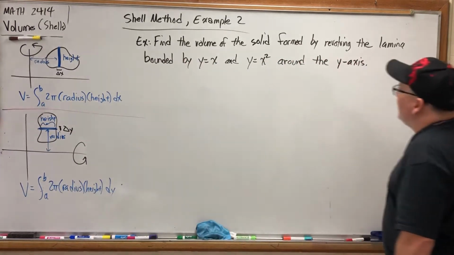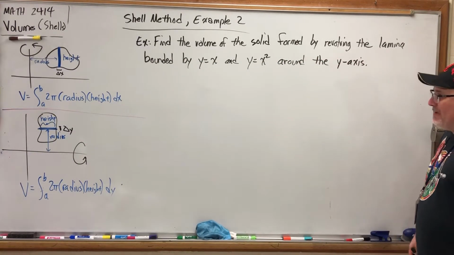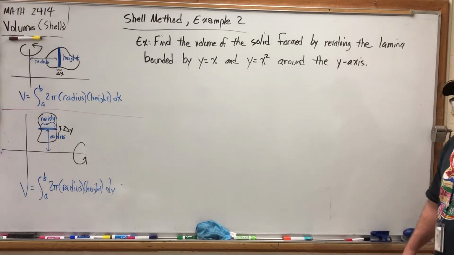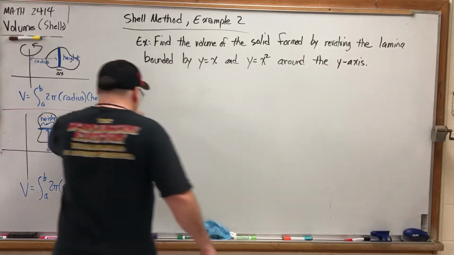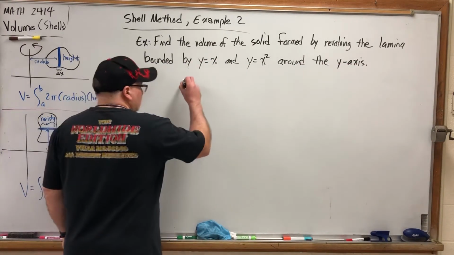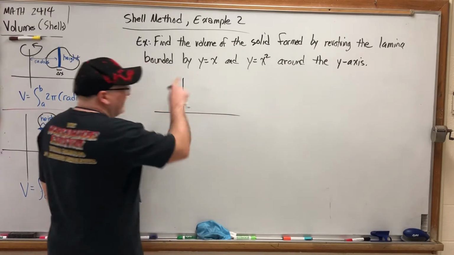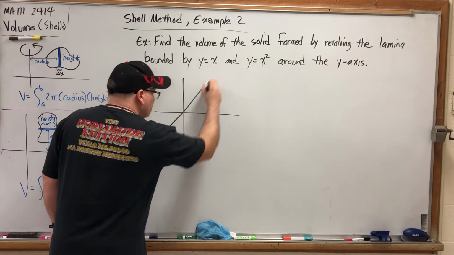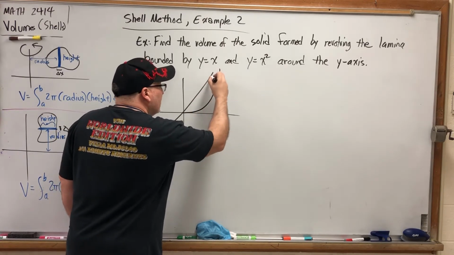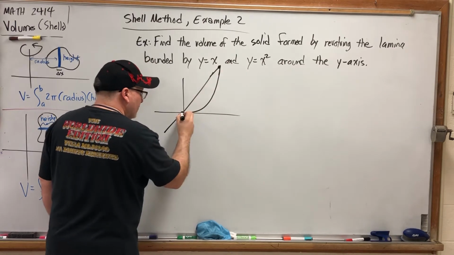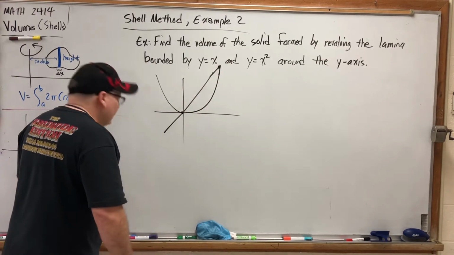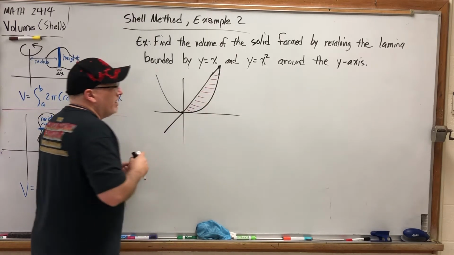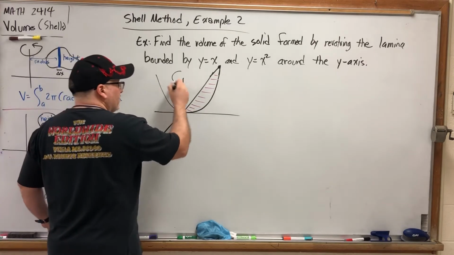All right, so let's find the volume of the solid formed by revolving the lamina bounded by y equals x and y equals x squared around the y-axis. Well, let's get the picture set up and then decide on a plan of attack. This is a perfect diagonal line. This is a standard parabola. Made the parabola kind of wide. The lamina bounded by those is right here in quadrant 1. And we are rotating this around the y-axis.